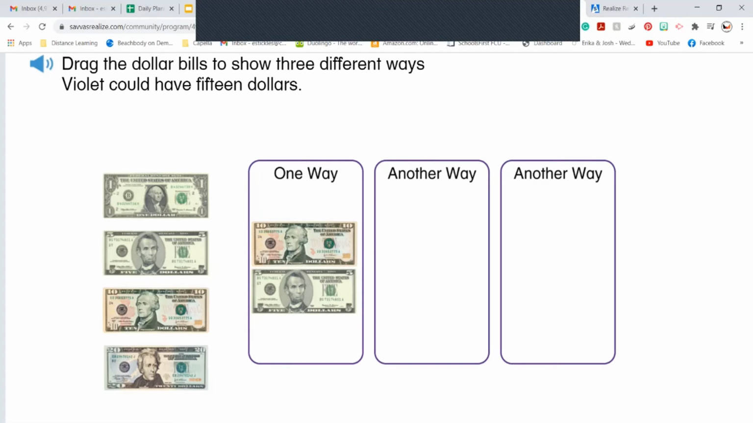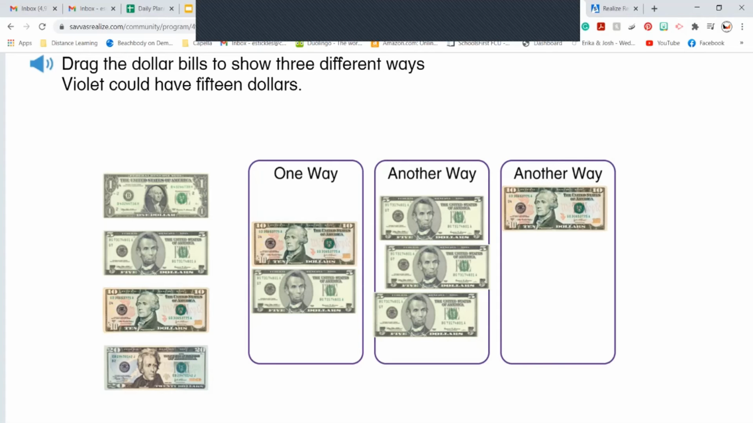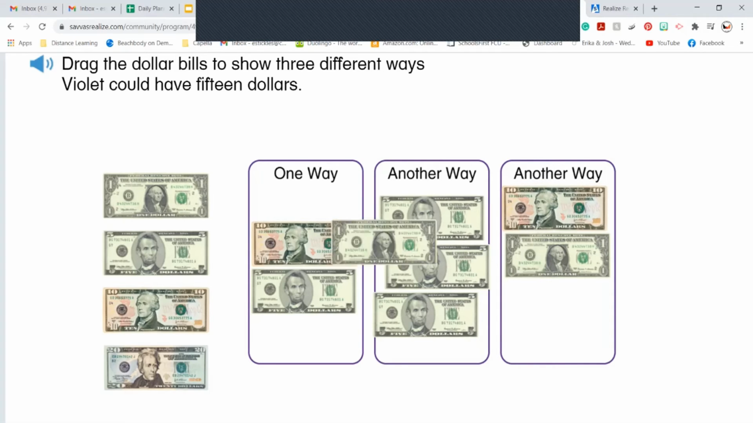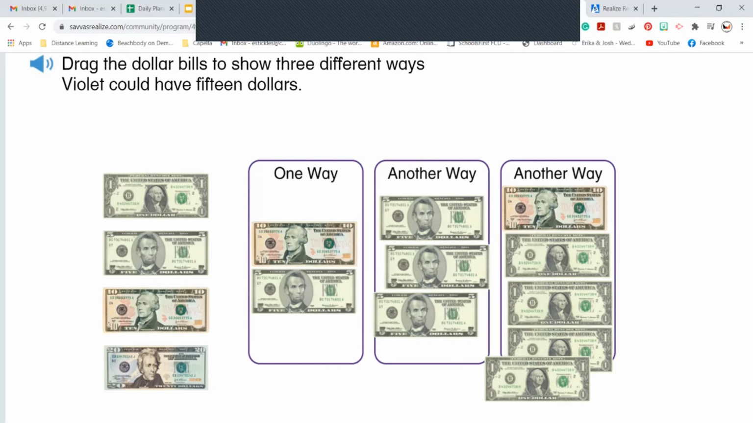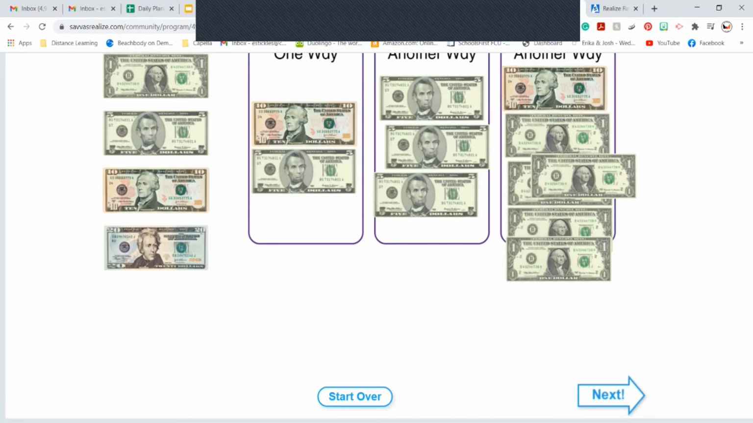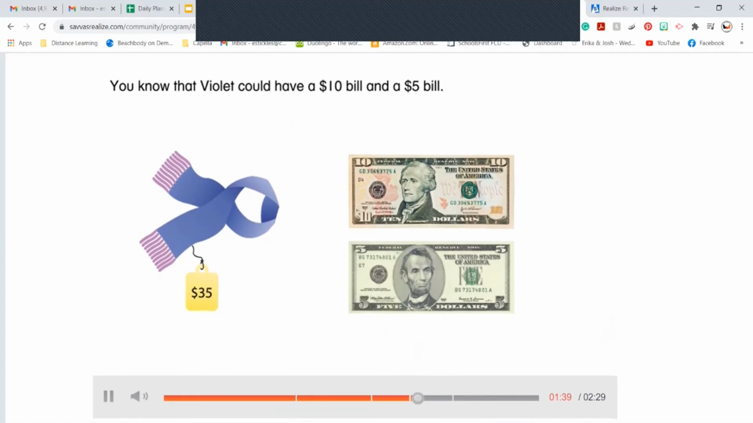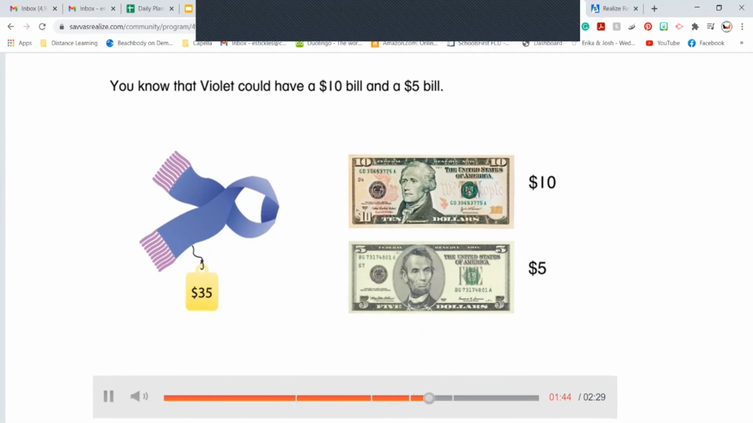And then another way, I could do three $5 bills because I know that 5 plus 5 plus 5 equals 15. And another way I can get my bills even smaller, I could do a $10 bill and then I could do five $1 bills. And there's even more ways that I could show $15 too, but these are just 3 of the ways that I know how I could show $15. You know that Violet could have a $10 bill and a $5 bill.